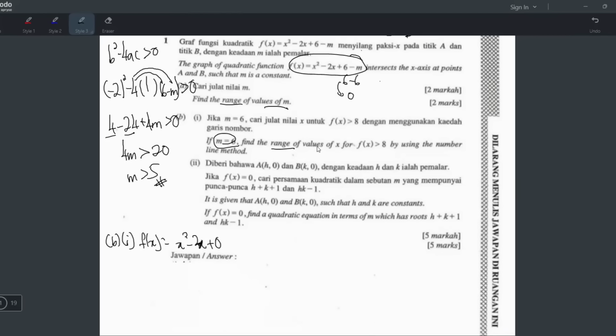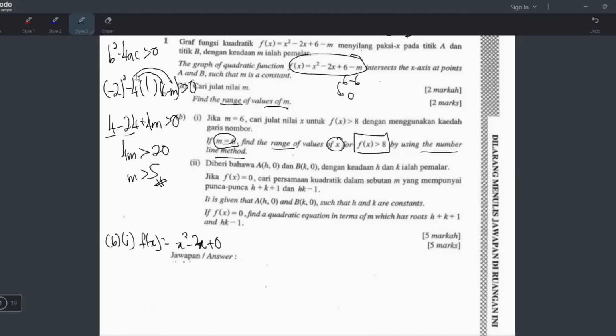And then they want you to find the range of values of x for fx bigger than 8 by using the number line method. Okay, they want to find range again. So I just told you just now, right? In Addmaths, if you see the word find range, that means your answer will have the symbol bigger or smaller, equal to, bigger or equal to, or in between. Yeah, they will confirm have one of the inequality symbols.